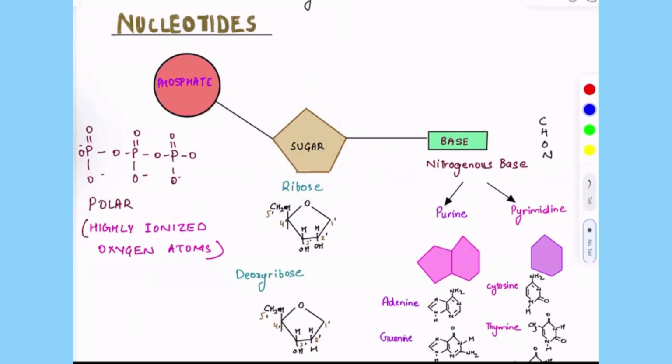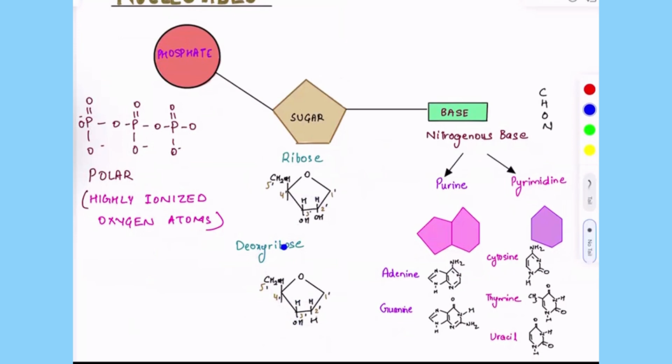The most important pentoses which we'll be learning in nucleotides are of two types: ribose and deoxyribose. Deoxyribose sugar is found in DNA and ribose sugar is found in RNA. A 5-carbon sugar molecule has 5 carbons in its structure, numbered 1, 2, 3, 4, and the 5th carbon is outside. The difference between ribose and deoxyribose sugar is at the second carbon: ribose sugar has an OH group, whereas deoxyribose has no OH, just H.